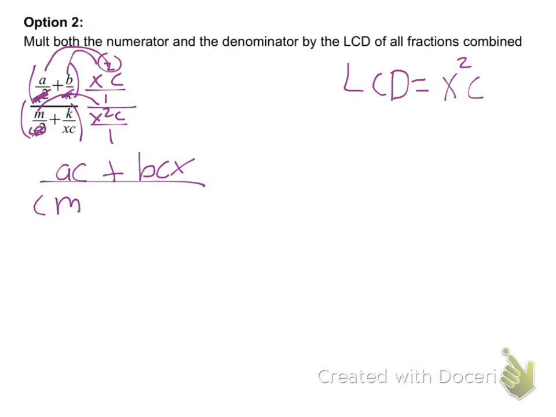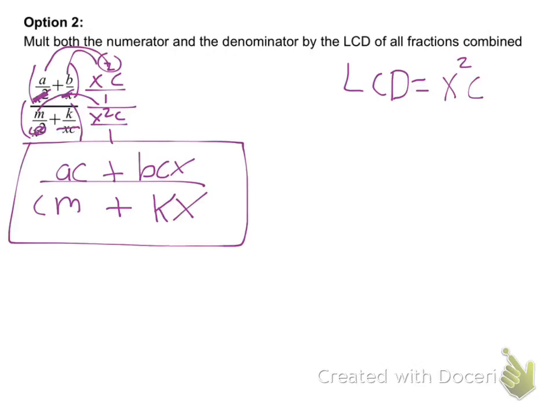And what cancels here? One x and a c. One of the x's and a c. So it's kx. Do we have a complex fraction anymore? Can I simplify this anymore? No. Yeah, how? The c's cancel.